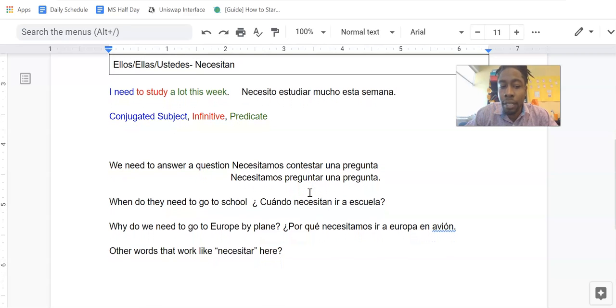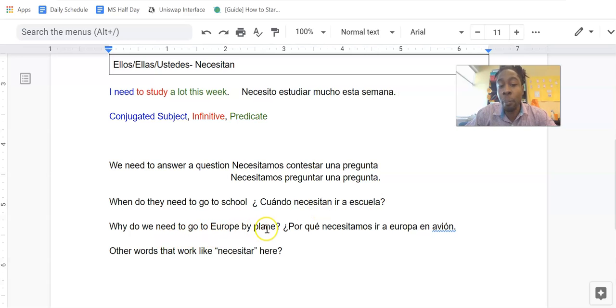All right, we've got three more we want to take a look at. When do they need to go to school? Cuando is when. Necesitan, they need. Ir a escuela, to go to school. So you can see again here, you can even use the word ir in the infinitive. And if you've seen my previous video about ir, you can see how now you can use ir as to belong and to travel in a lot of different ways as well.